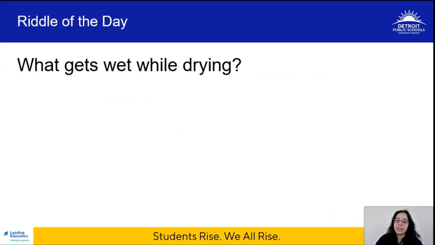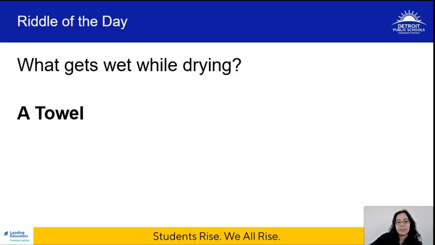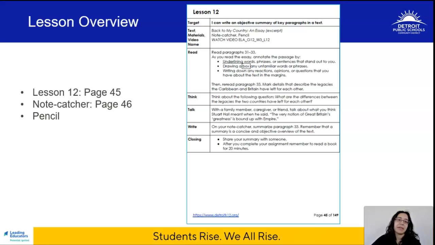Let's start like we usually do with our riddle of the day. What gets wet while drying? This one might be a little tricky. It's short, but it might be tricky. What gets wet while drying? Think about that a little bit more if you need to, and go ahead and pause the video if you want to, because I am about to show you the answer. A towel. So a towel gets wet while it's drying. Okay, so just a little something to get our wheels spinning.